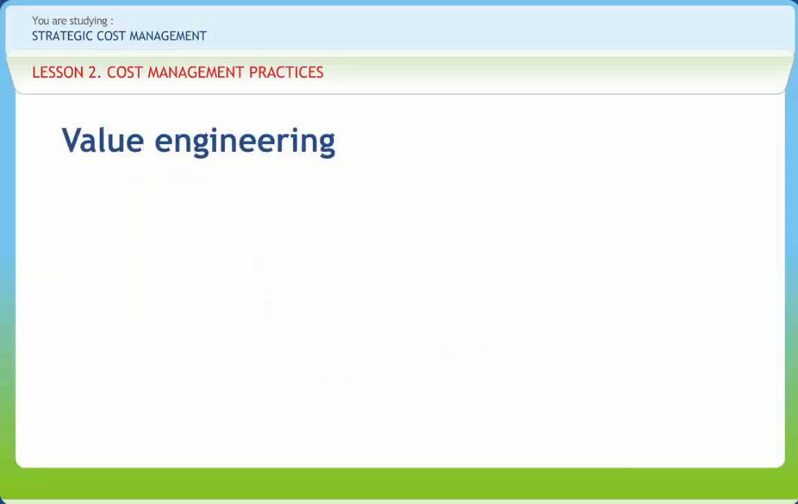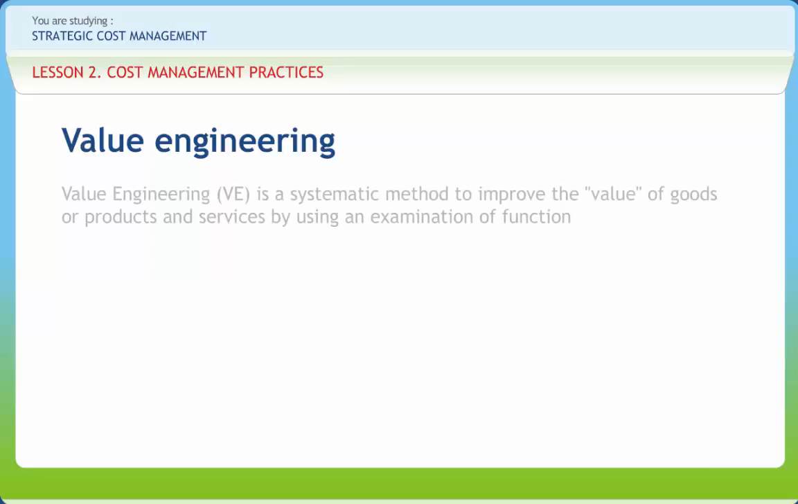Value engineering is the term applied to value analysis done at the design and prototype stage of a product. Value engineering (VE) is a systematic method to improve the value of goods or products and services by using an examination of function. Value engineering is sometimes taught within the project management or industrial engineering body of knowledge as a technique in which the value of a system's outputs is optimized by crafting a mix of performance, function, and costs.